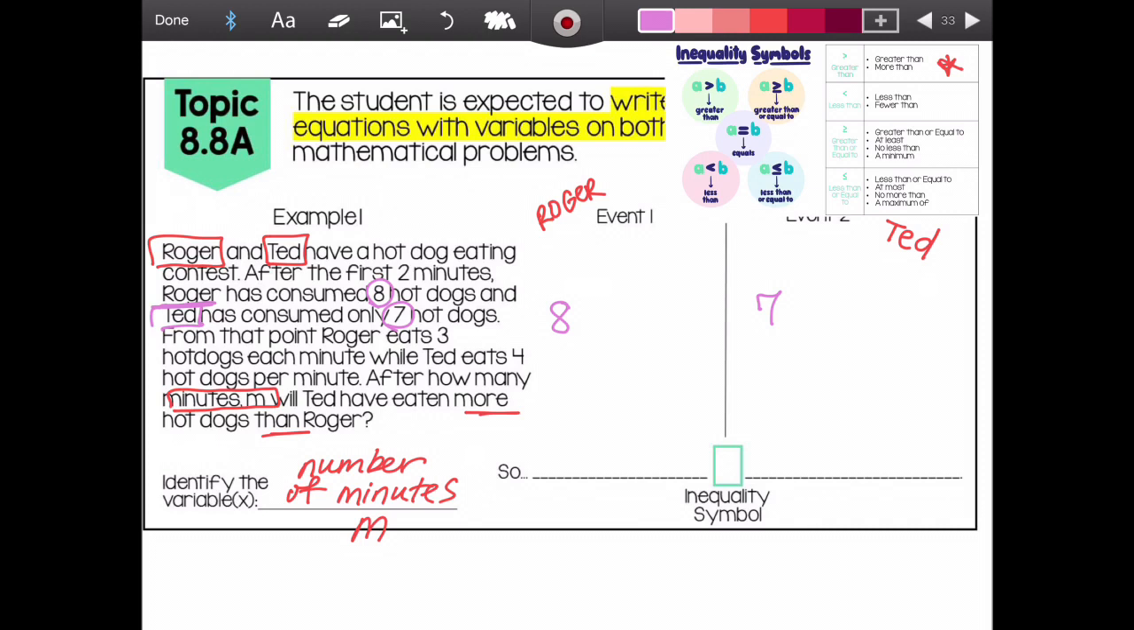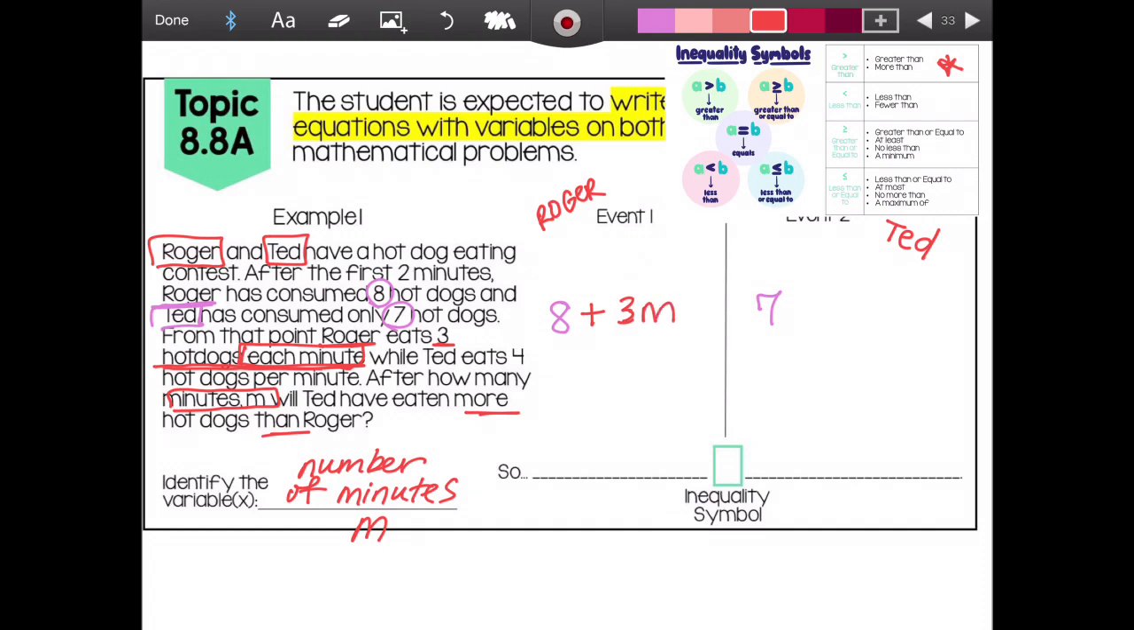The next sentence reads, from that point, Roger eats 3 hot dogs each minute. Well, if he's still eating, we know that we're adding to his total hot dogs. 3 is the coefficient. Each minute is where our variable comes into play. It doesn't say how long or the number of minutes, it just says each minute, and we said we're going to represent that with an M. So we have Roger's side.